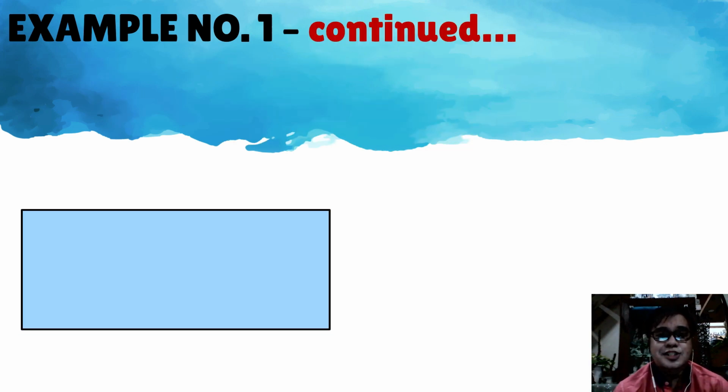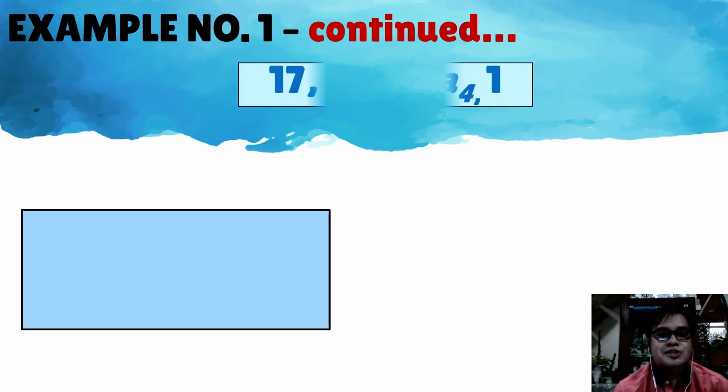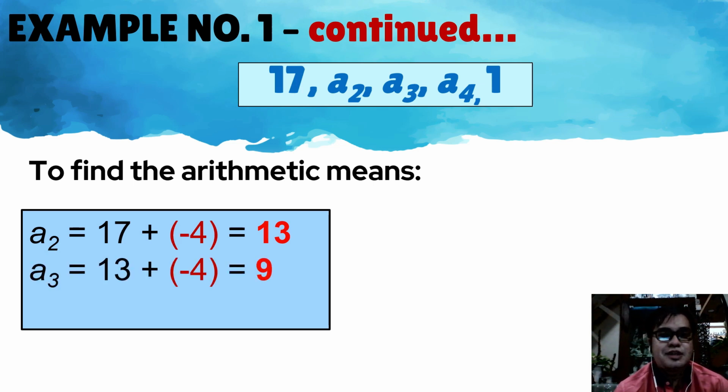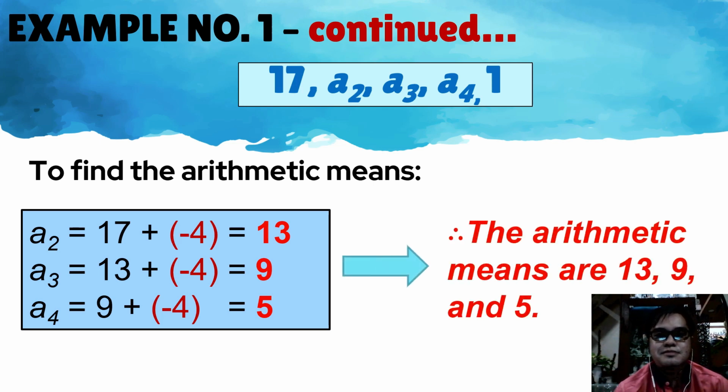We are not yet done since we are asked to get the arithmetic means. To find the arithmetic means, particularly a sub 2, use the value of a sub 1, which is 17, added to the common difference, which is negative 4, equals 13. To get a sub 3, use the value of a sub 2, which is 13, added to negative 4, equals 9. To get a sub 4, use the value of a sub 3, which is 9, added to negative 4, and it is equal to 5. Therefore, the arithmetic means are 13, 9, and 5.